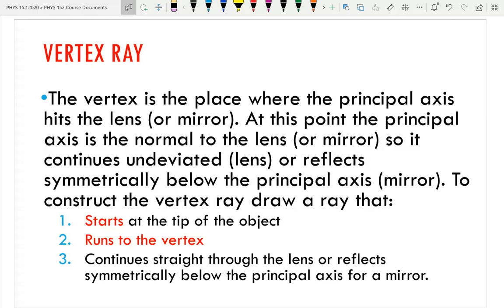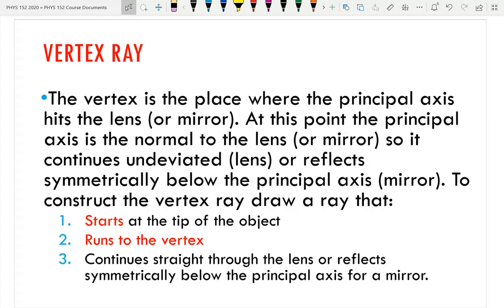And if it's a mirror, well, it's going to reflect back symmetrically because angle of incidence will equal angle of reflection, and you have the principal axis as the normal. So those are definitions. Now let's do it, right? Because it makes a lot more sense doing it than it does describing things.